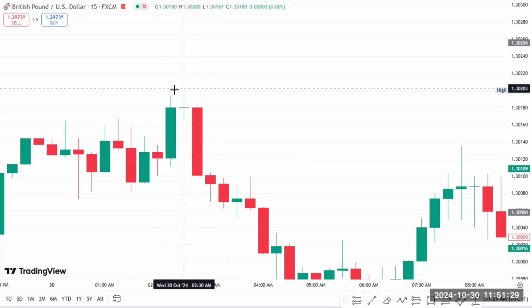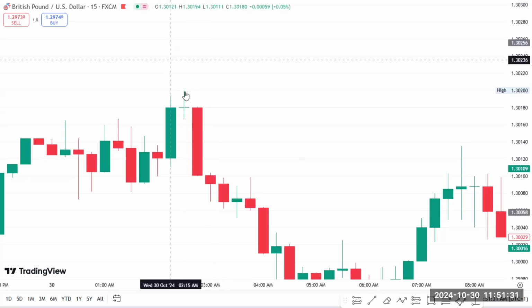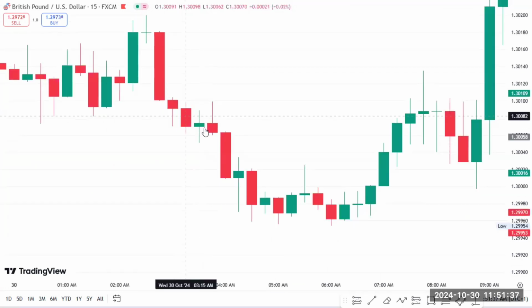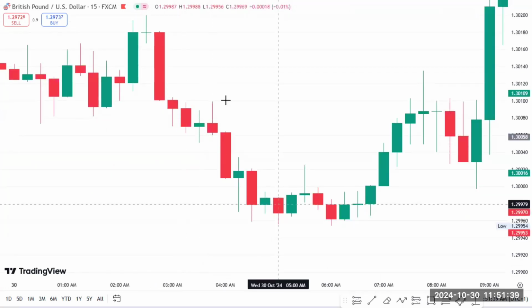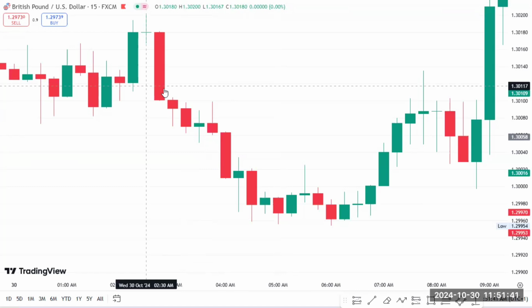So most times your stop loss will just be a few pips above this point. Okay. And then you can see what happened. The market started pushing down because of this evening star.